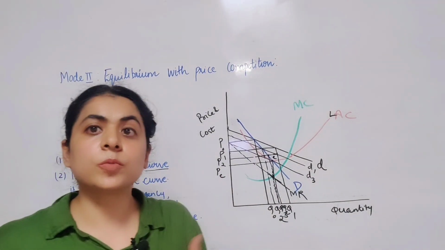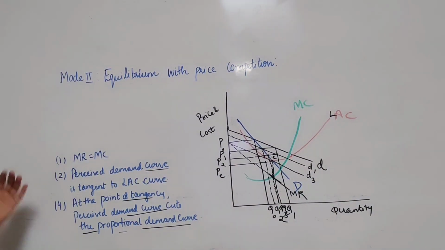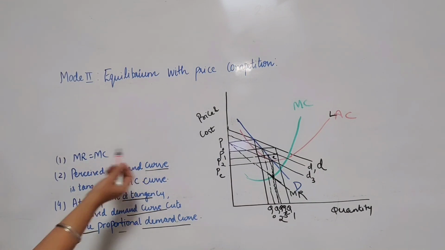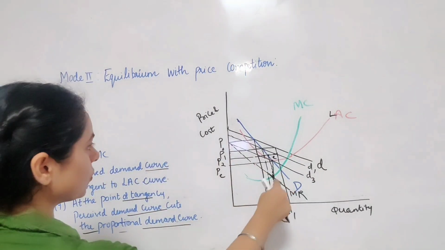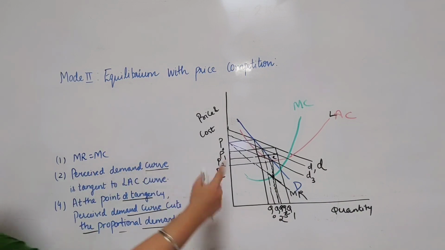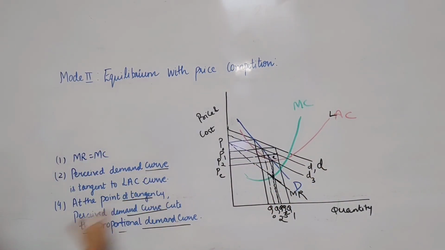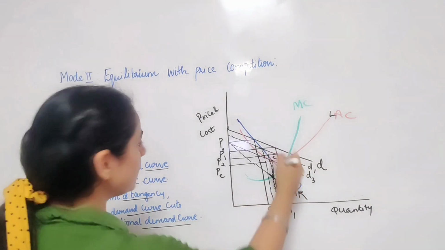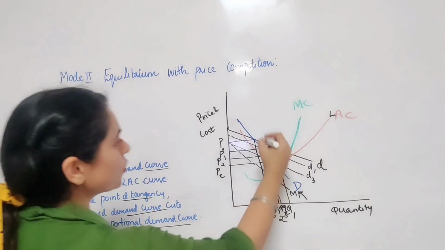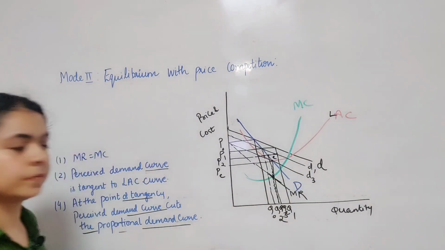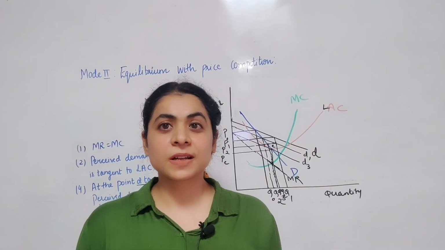So in order for the firm to be in equilibrium in the long run, the following conditions need to be satisfied. Marginal revenue should be equal to marginal cost. Perceived demand curve should be tangent to the long run average cost curve, and at the point of tangency, the perceived demand curve cuts the proportional demand curve. I hope these two concepts are clear to you.